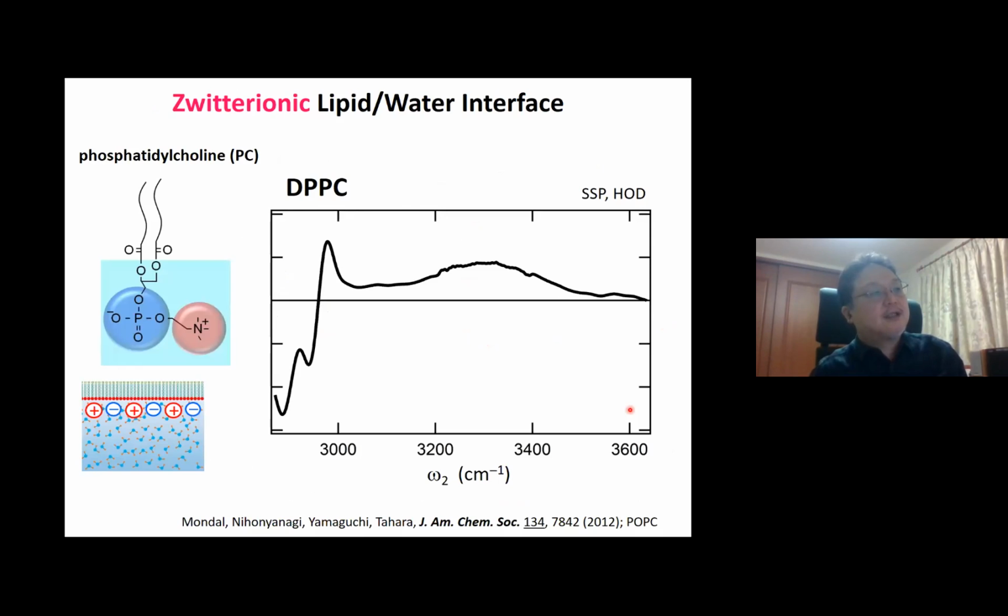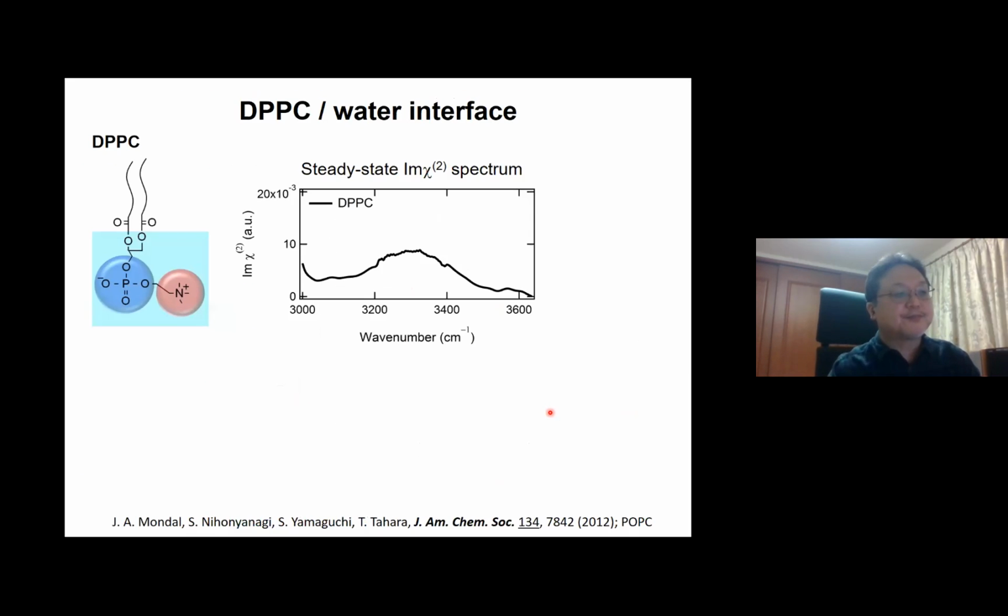Right. So next is what happens in the zwitterionic lipid. This is phosphocholine, in which we have both the head groups, phosphate and choline. First, we studied this system with steady state, and this is the OH stretching band, and this is again CH. If we compare this spectrum, you can soon notice that this OH band is basically positive, which corresponds to H-up orientation.